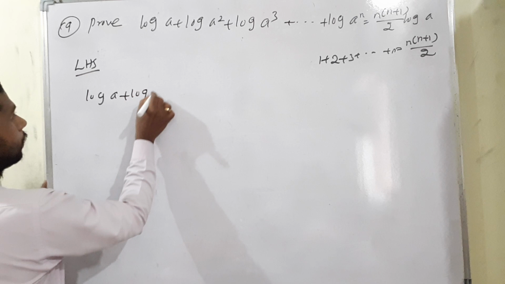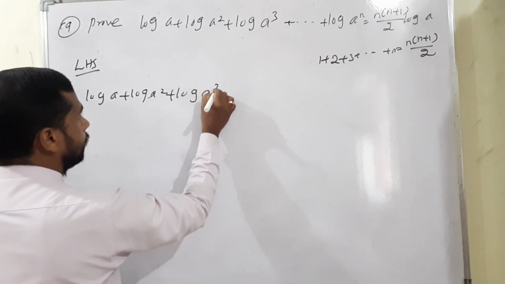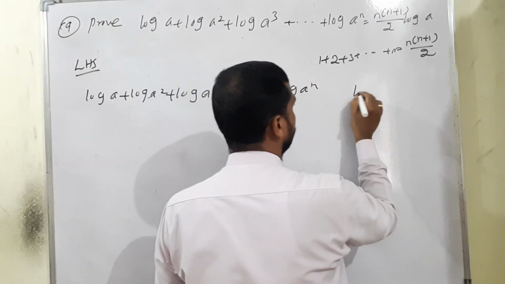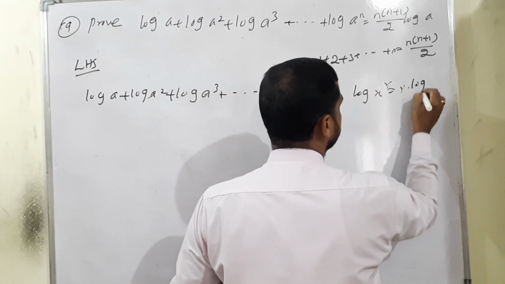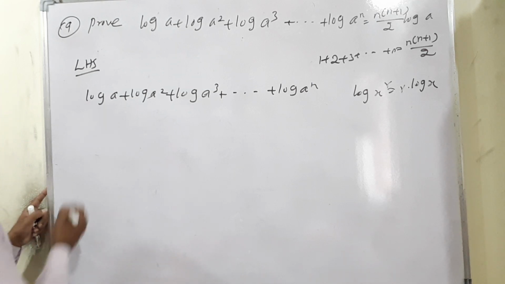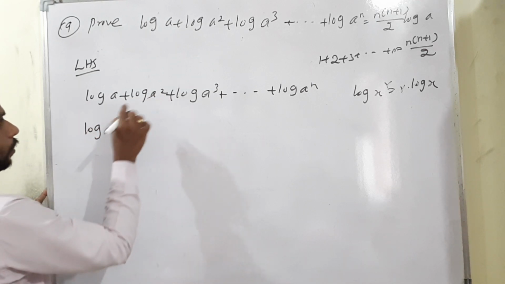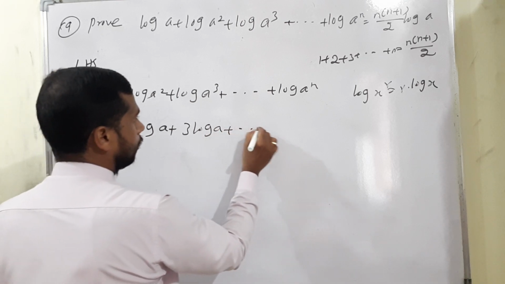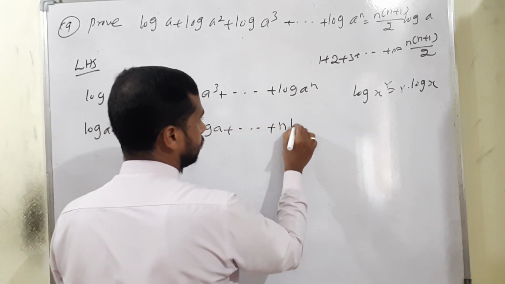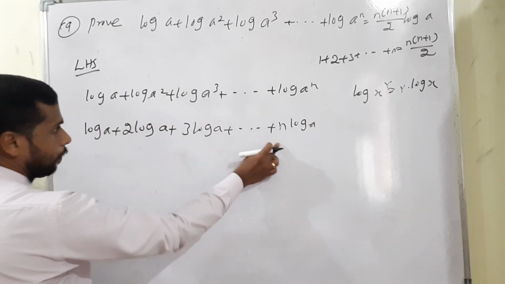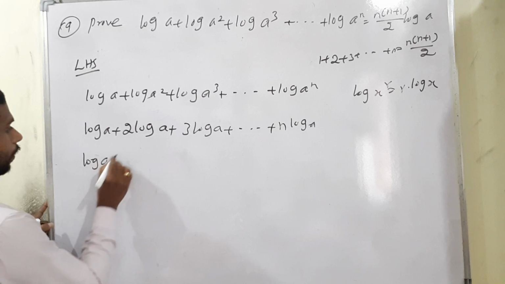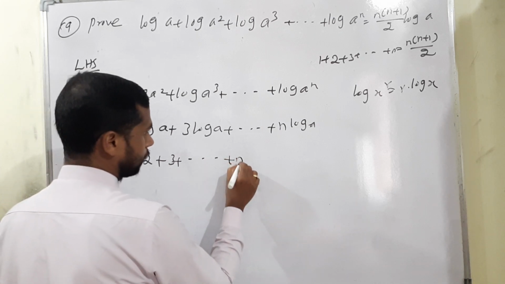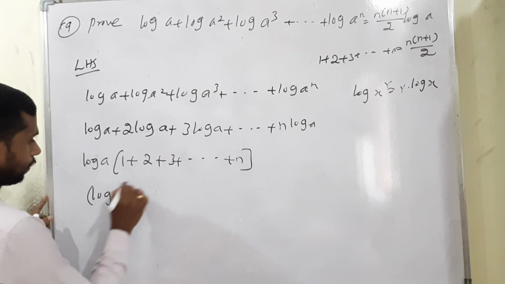Log a plus log a square plus log a cube plus dot dot dot plus log a to the power n. Already we know the power rule, log x to the power r means r into log x, isn't it? So log a as it is, plus 2 into log a, plus 3 into log a, plus dot dot dot plus, the power n coming to the front, n into log a. Each and every term depends on log a. Therefore taking log a common outside, we get 1 plus 2 plus 3 plus dot dot dot plus n.